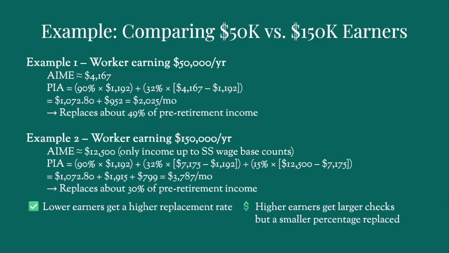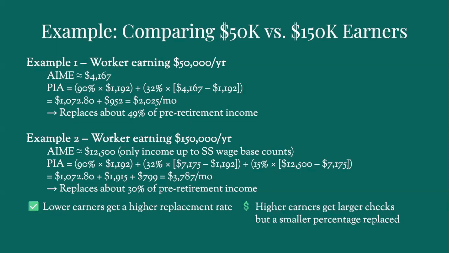Now, the guy making $150,000 a year, his monthly earnings are about $12,500 a month, which is about 3 times as much. But when we put him through all the bend points, his benefit only comes out to $3,800, and it only replaces about 30% of his pre-retirement income. So he doesn't even get 2 times the amount of Social Security as somebody making 1/3 of his wages. And that's how the system is designed.